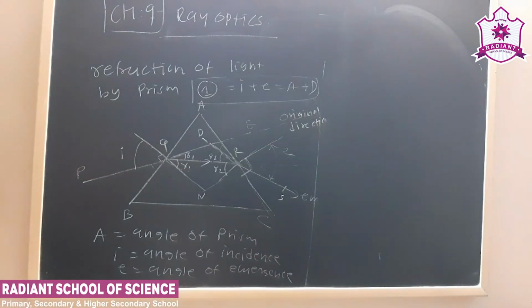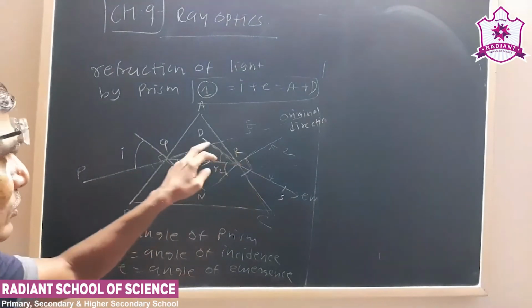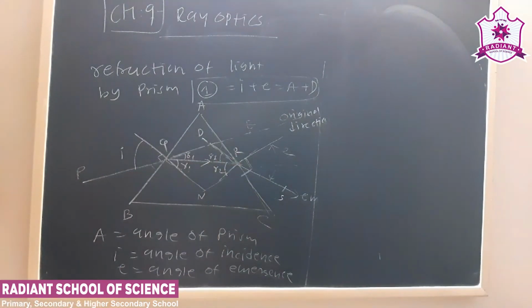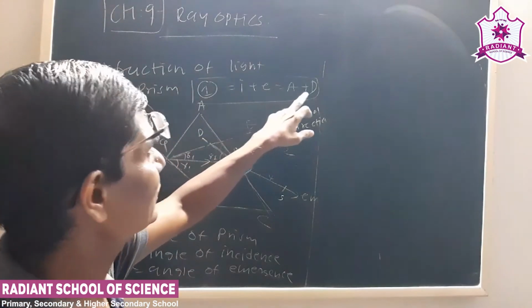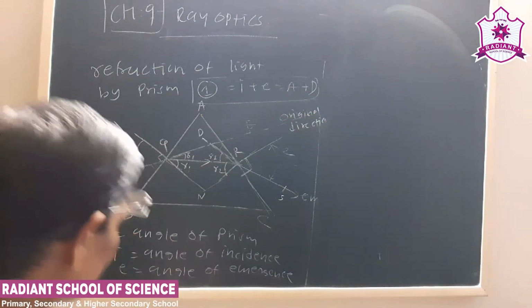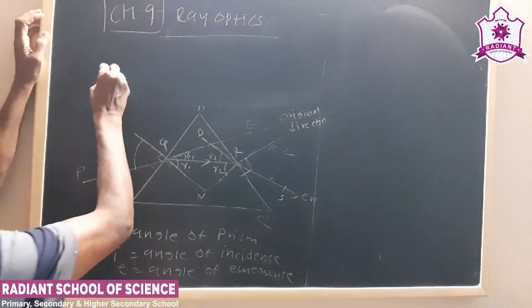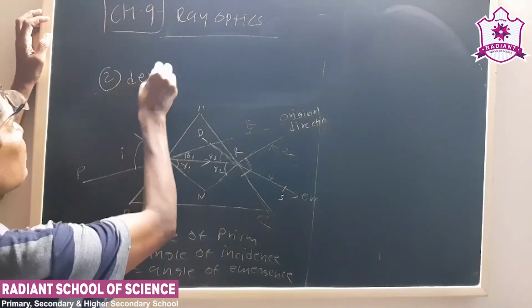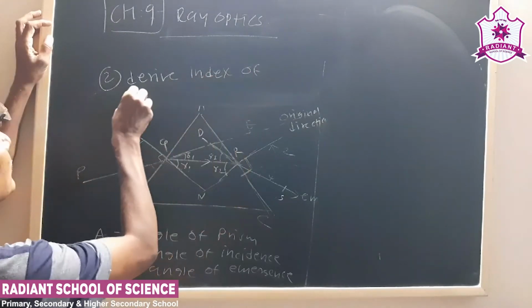Now I is equal to delta 1 plus R1, E is equal to delta 2 plus R2, and by using the geometry of the figure we have proved I plus E is equal to A plus delta. Now the second part of the question is like this: we have to derive the equation for the refractive index of the material.